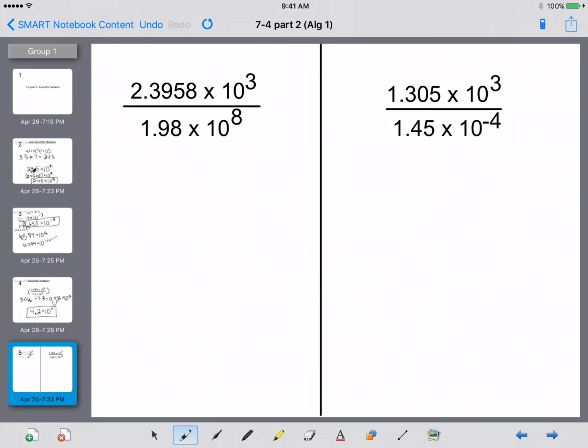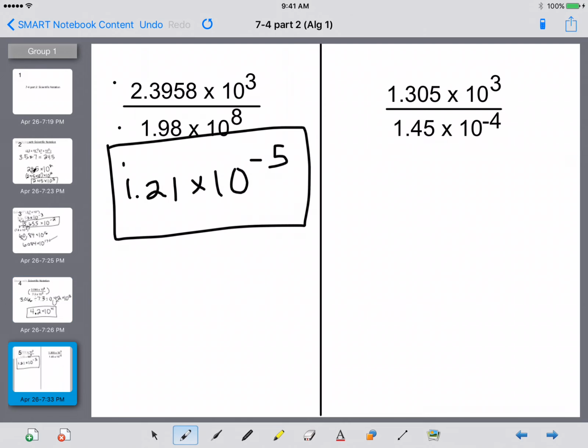I'll do a couple more examples for you, and then you're going to be on your way. So here we've got 2.3958 divided by 1.98 to get 1.21 times 10. And we're subtracting our exponents. So 3 minus 8 will get us negative 5. Beautiful. We're done because there is a natural number in front of the decimal point.